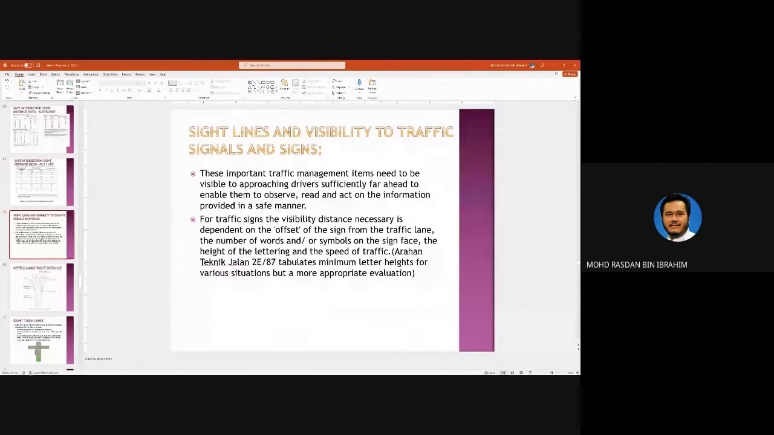For traffic signs, the visibility distance necessary is dependent on the offset from the traffic lane. How far is the signboard from the traffic lane? The number of words and symbols on the sign face, the height of lettering, and the speed of traffic. This will be covered, I think, next week. Okay.